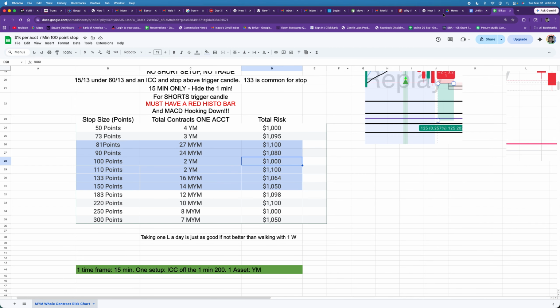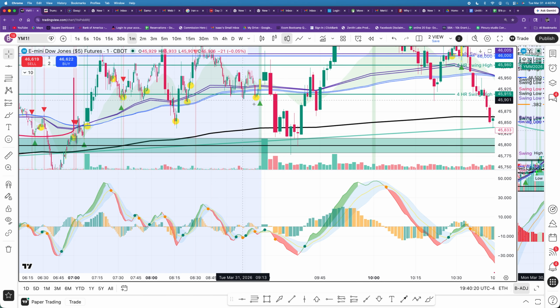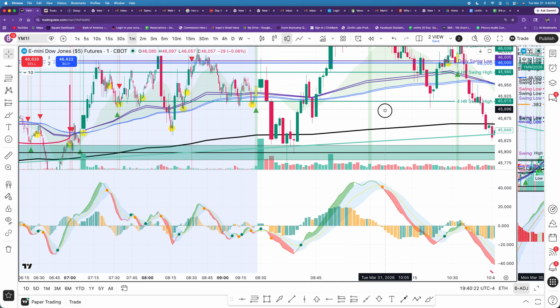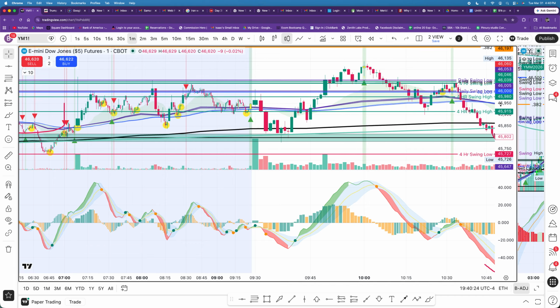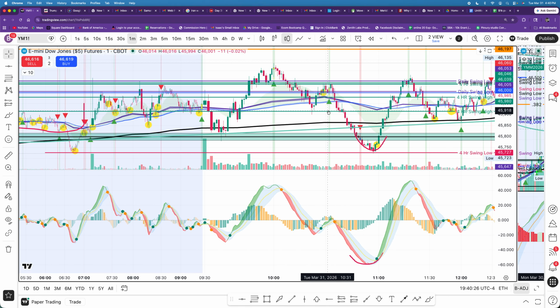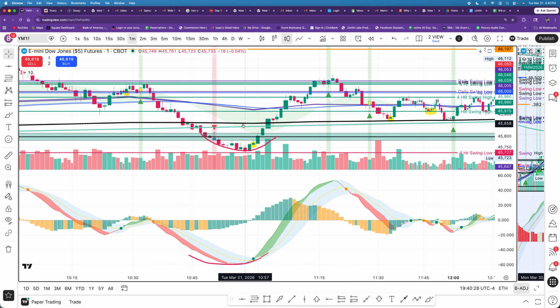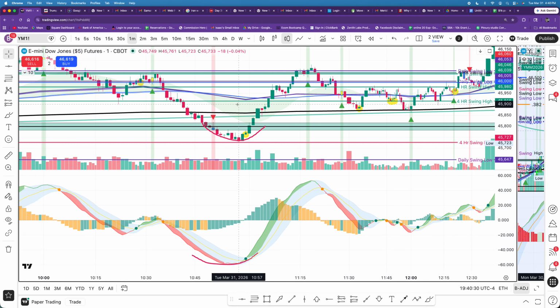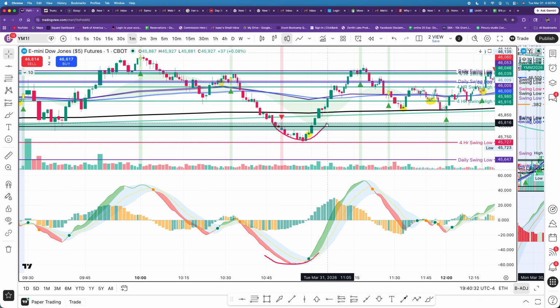Okay, so not that difficult if you're good at holding, which I'm not, but if you are good at that, use these levels to find where to get long, and it should work out really well for you. All right, that's it for now.